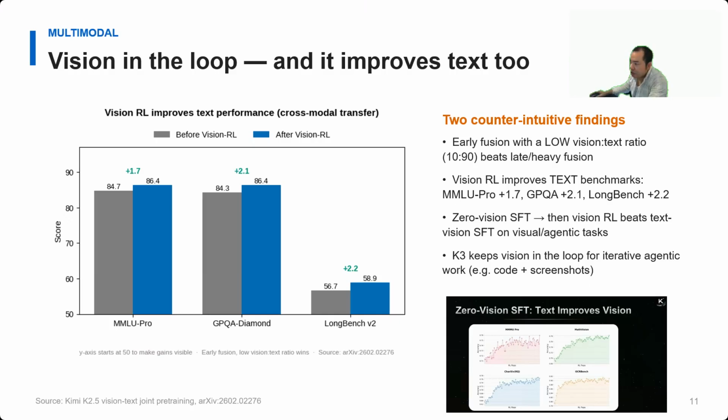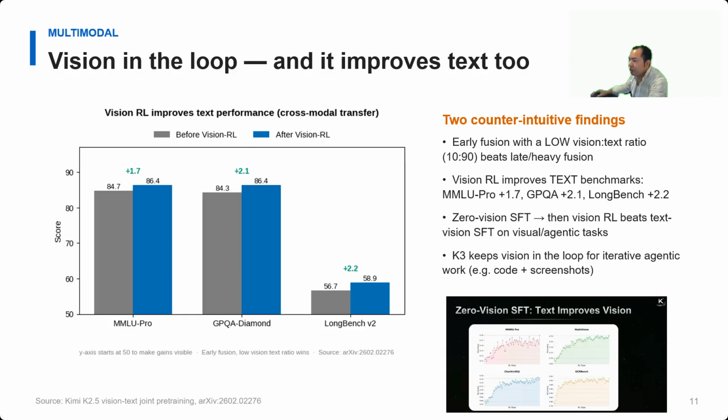Second, this is a striking one, I think. Adding vision does not just improve your image scores. It improves pure text reasoning. After vision reinforcement learning, the text benchmarks go up. MMLU Pro goes up by about 1.7 points, the GPQA Diamond benchmark goes up by 2.1, and LongBench V2 also rises by 2.2. So learning to reason over images seems to sharpen reasoning in general.